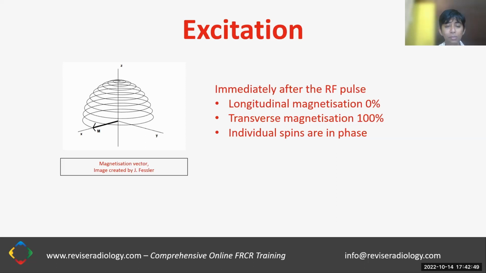The longitudinal magnetization is 100% and the transverse magnetization is 0% before the RF pulse is applied. And afterwards, the longitudinal magnetization is 0% and the transverse magnetization is 100%.